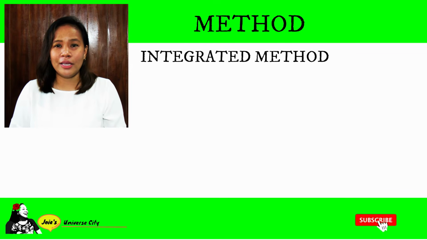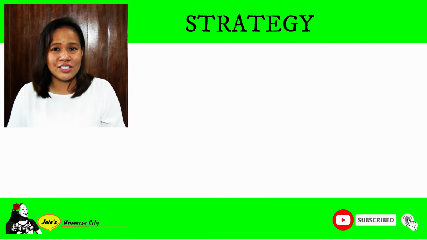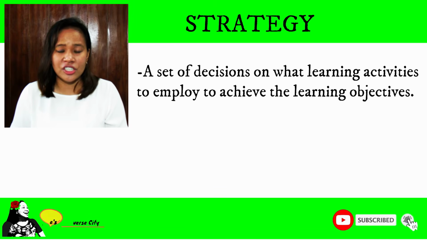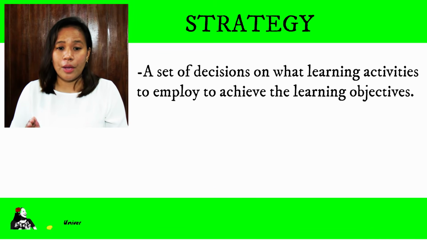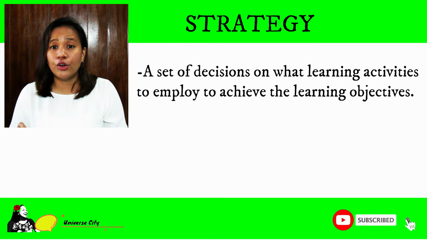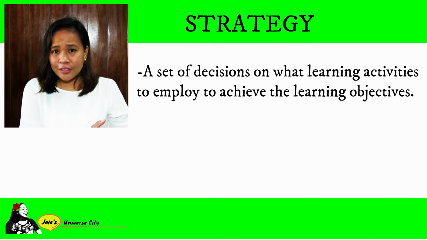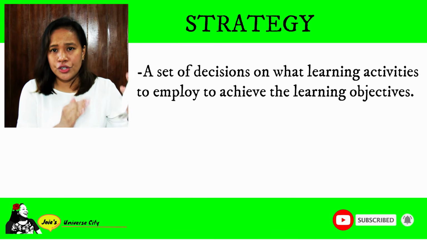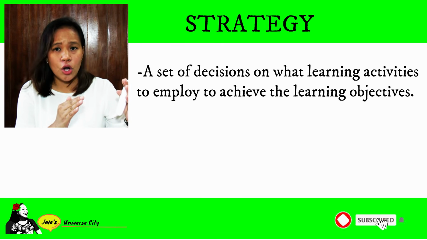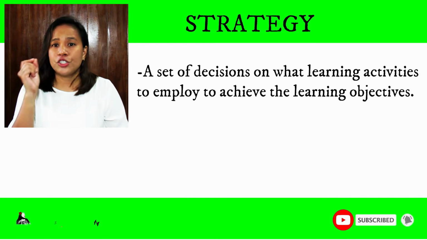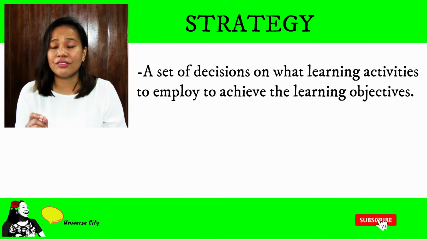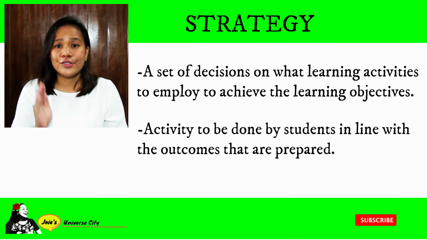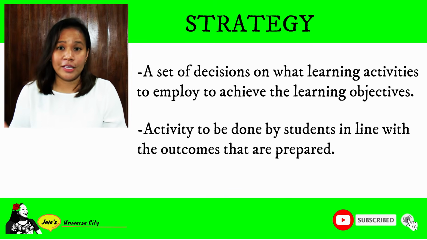And this time I'll be describing what a strategy is. It says here that a strategy is a set of decisions of what learning activities to employ to achieve the learning objectives. The method is the procedure, the step-by-step process that the teacher should do to accomplish the learning outcomes. A strategy, on the other hand, is a set of decisions as regards the activities to be done so that the outcomes will be achieved.